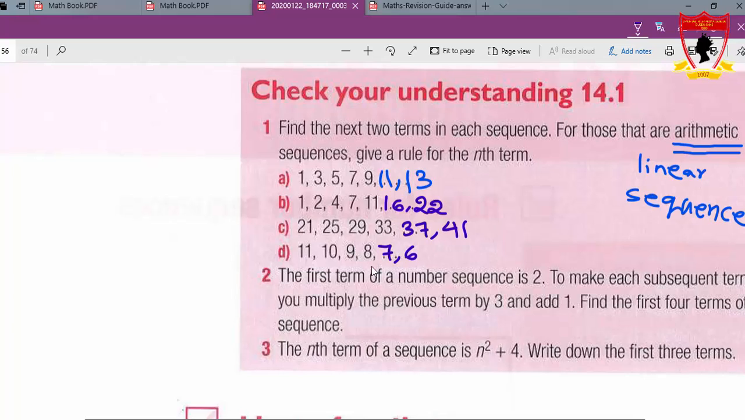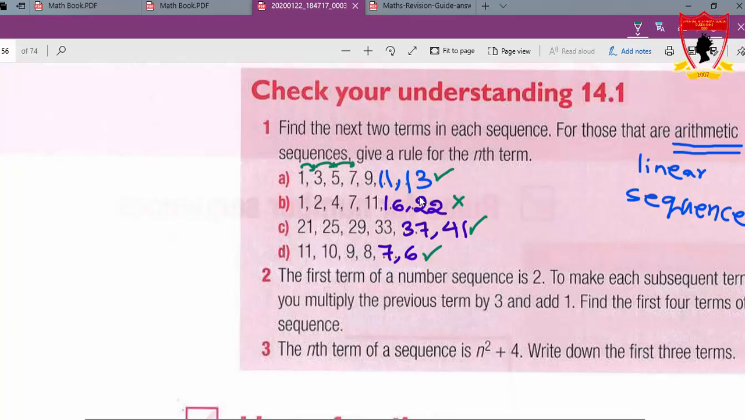So we got the next two terms in each sequence, and let's identify the arithmetic sequences and then work out the nth term. The first sequence, it's plus 2, plus 2, plus 2. So all the steps are equal. So this is arithmetic. Part B is not arithmetic because the first step is plus 1, then plus 2, then plus 3. It's not adding the same number in all steps. So this is not an arithmetic sequence. Part C, it's each time plus 4, it's arithmetic, and part D is each time minus 1. The difference is the same for all of them, so it is arithmetic.